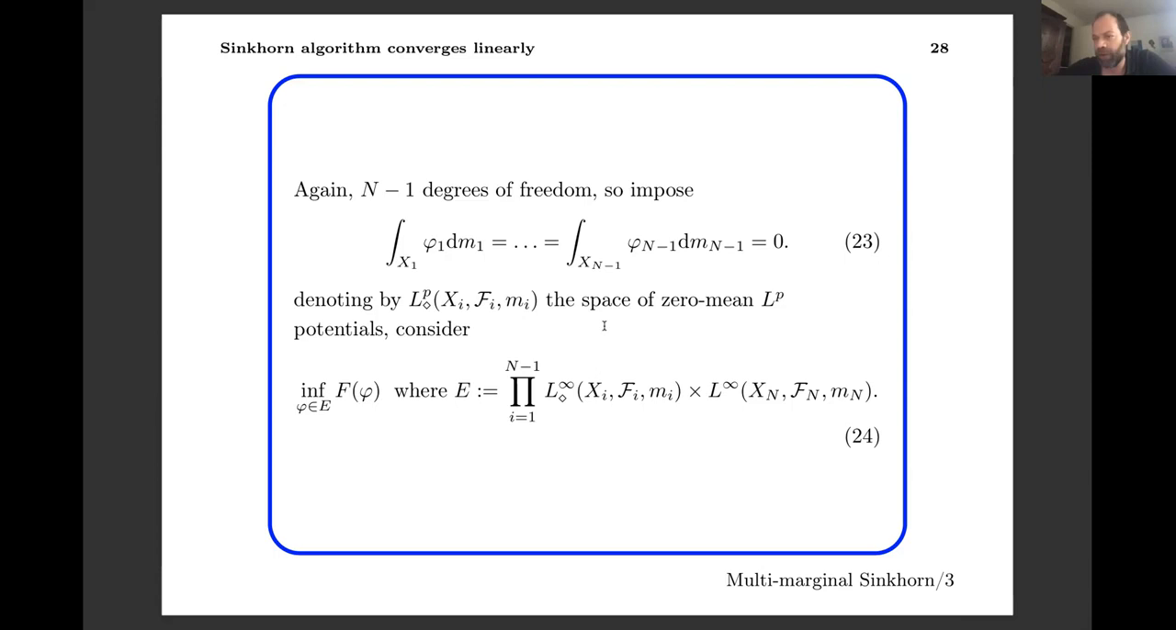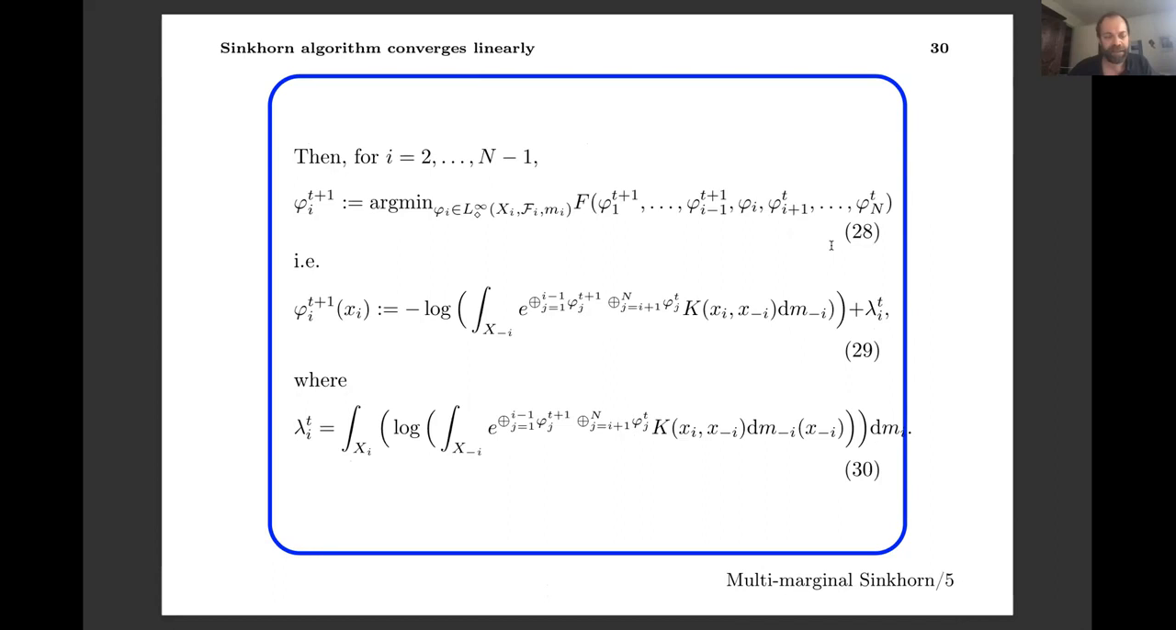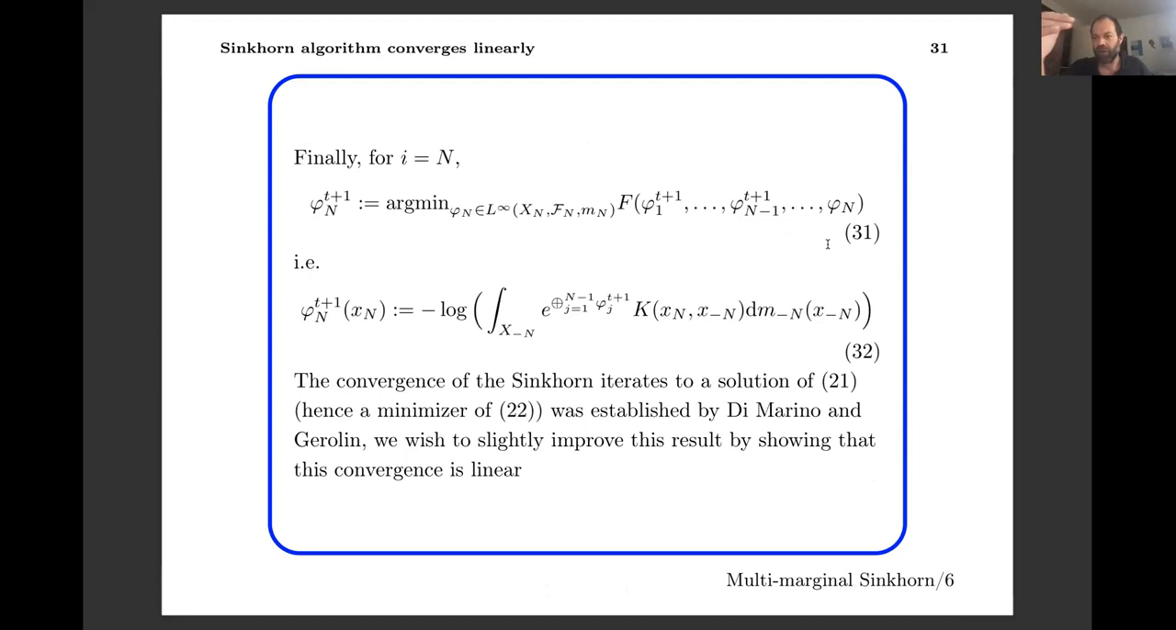Now it's Sinkhorn, so it's a block minimization. Given phi^t at step t, I look at phi_1^{t+1} by minimizing the function f with respect to the first marginal, where you have frozen the other components. It is totally explicit. I don't want to get too much into this. There's a sort of log-Laplace, and there's a normalization constant, lambda_1^t. Once I have the updated phi_1, I do the same for phi_2, phi_3, and so on, and I update the last one. There's no normalization for the last one, and it gives this formula. I don't care too much about the formulas, but you see, this is exactly what Gabriel described. This is Sinkhorn in the multi-marginal setting.